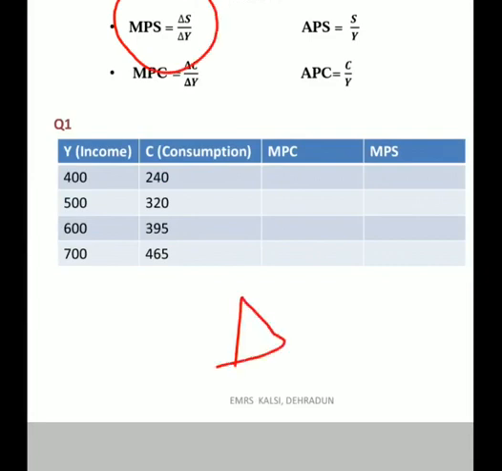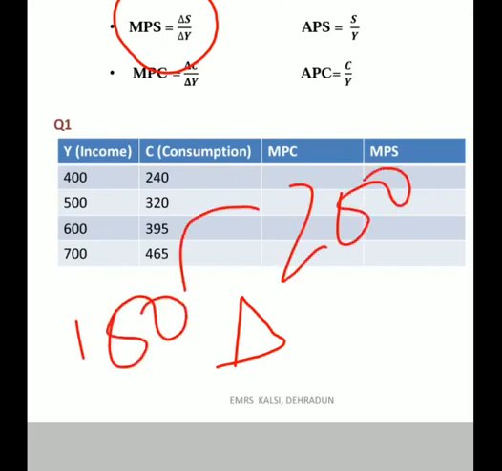What does this delta mean? It means change. Like earlier the saving was 100, now the saving is 200. So what is the change? The change is rupees 100. Okay, earlier the saving was 100, now the saving is 200. So what is the difference between these two? The difference is 100. So how much change is there in savings? It is rupees 100. Okay, so this delta means change in savings, change in consumption, and change in income. This delta Y means change in income.